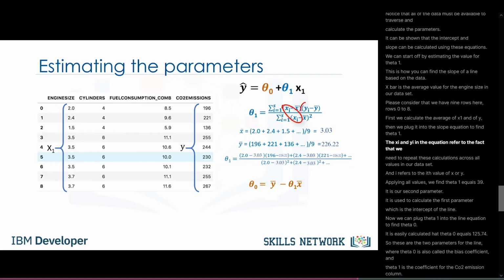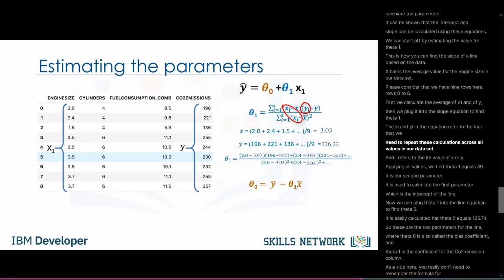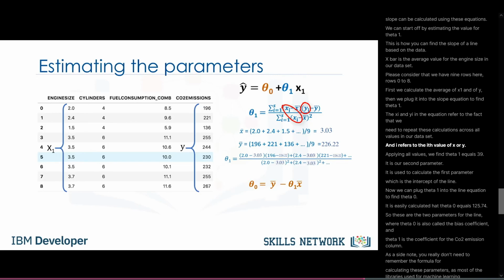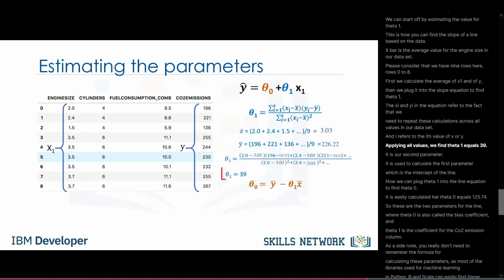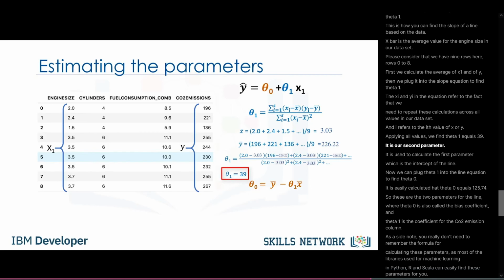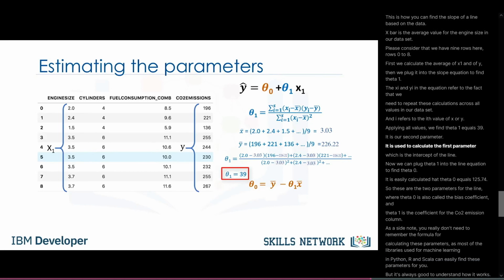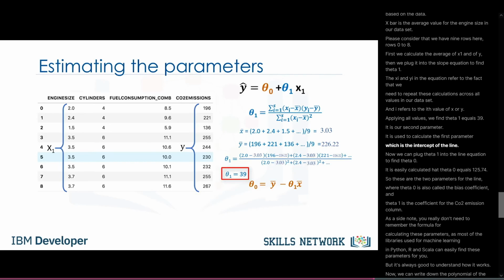The xi and yi in the equation refer to the fact that we need to repeat these calculations across all values in our data set, and i refers to the ith value of x or y. Applying all values, we find theta 1 equals 39. It is our second parameter. It is used to calculate the first parameter, which is the intercept of the line.